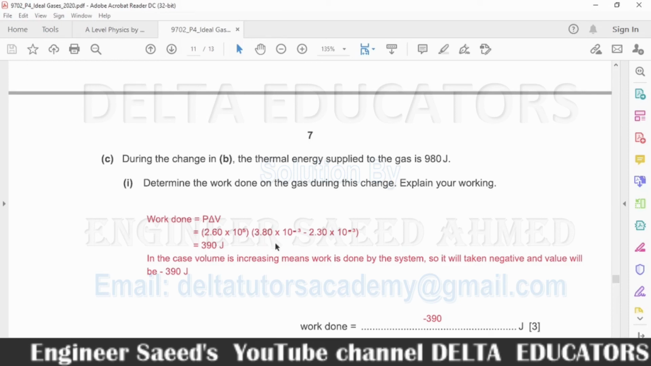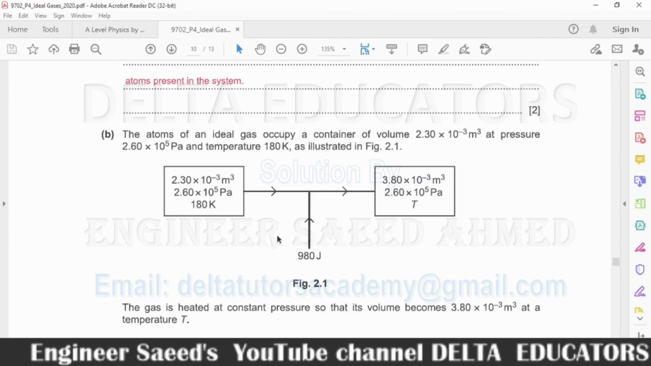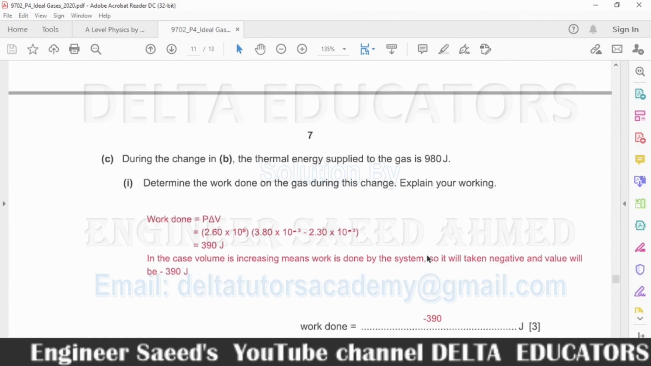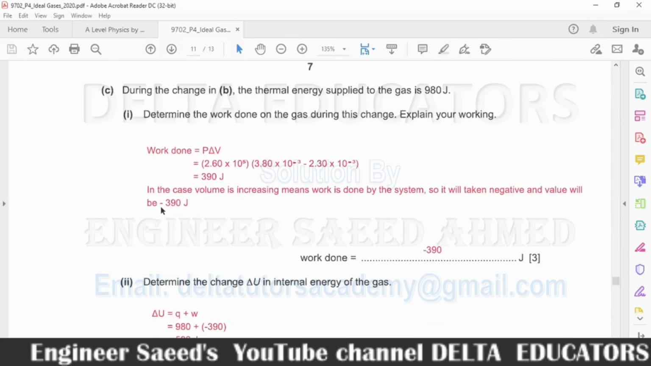Here it is observed that volume is increasing. Initial volume is less, final volume is more. This means work is done by the system, and when work is done by the system, this work is taken as negative. So work done is negative and its value will be minus 390 joule.